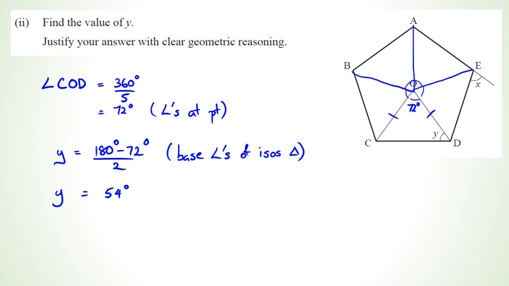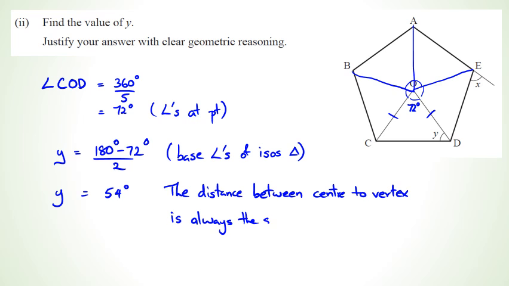Now it's a good idea to actually mention why this is going to be an isosceles triangle, and you can just say that the distance between center to vertex is always the same.